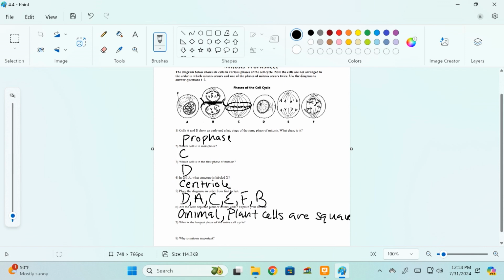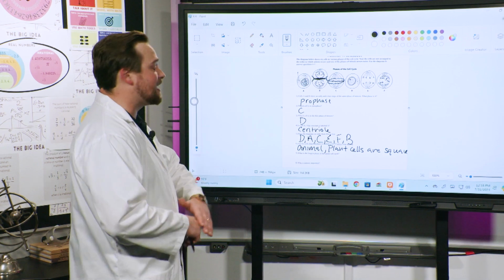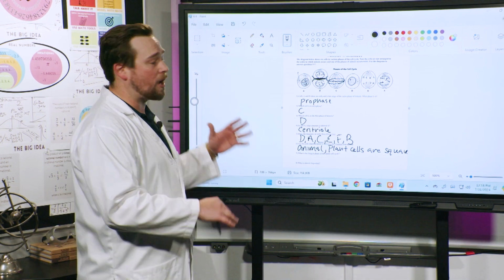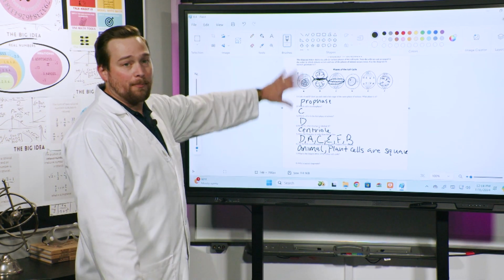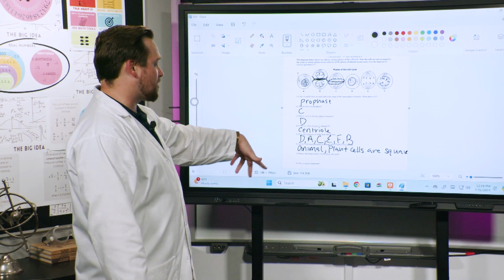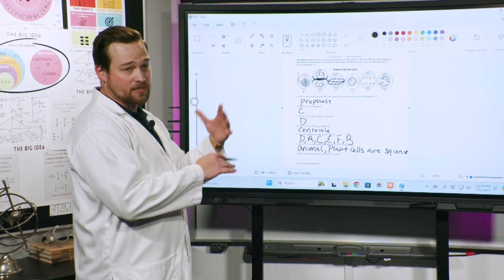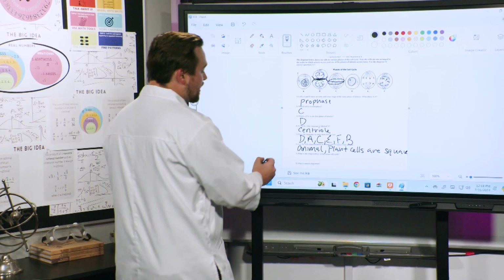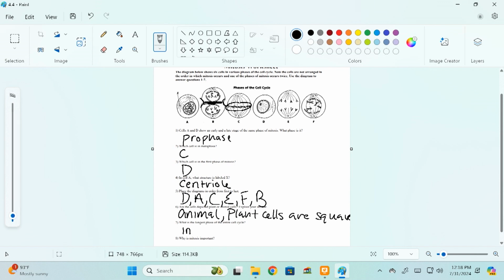Okay, so 7, what is the longest phase of the entire cell cycle? So right now we're talking about mitosis, but 7 is asking what's the longest phase of the entire cell cycle? And this is interphase, okay? Interphase is the longest part. And then the last one here, 8, why is mitosis important?